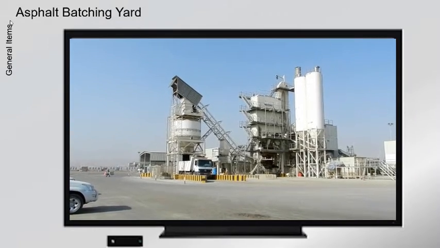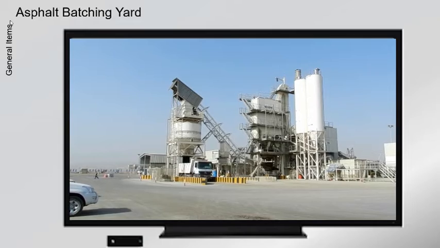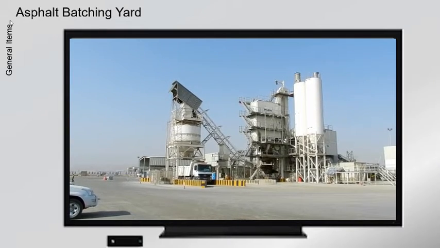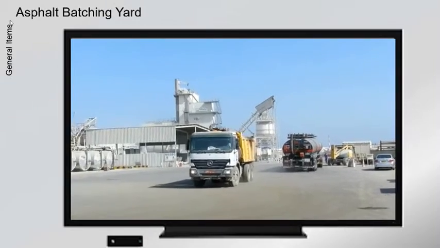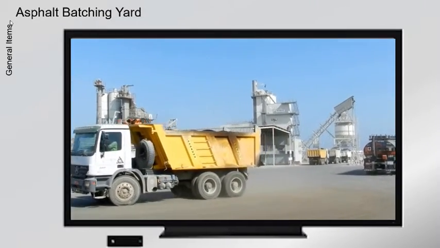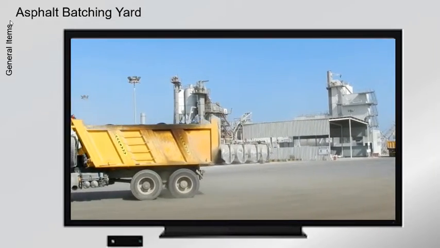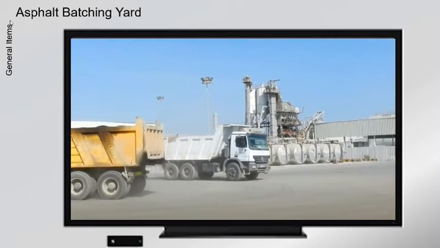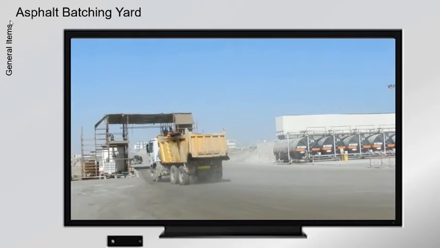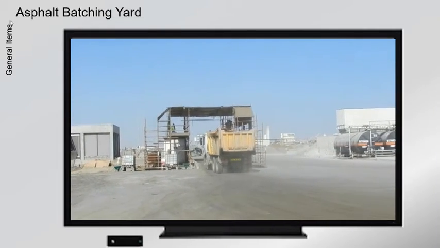Asphalt batching yard. The main batching plant has a production of 300 tons per hour. The mixing temperature is 165 degrees Celsius. The mixer capacity is 3.5 tons. A hot mix storage silo has a capacity of 125 tons.